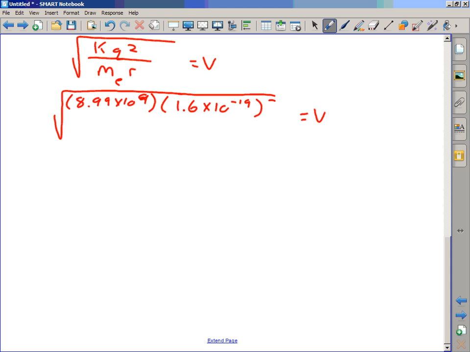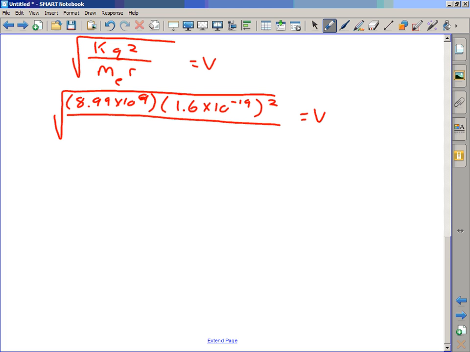And just to emphasize what you're doing in your calculator, I would put parentheses around that entire thing there and then square it. Type it in just like I wrote it. Otherwise, what might happen is it might square the negative 19 and then do the 1.6 times 10 to that. So be careful there.